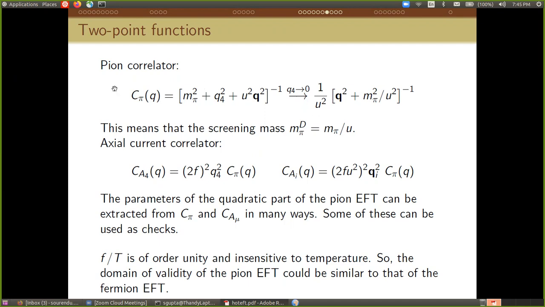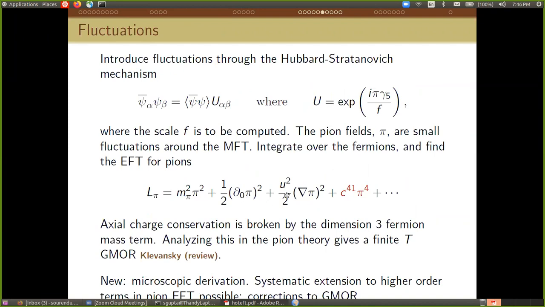The other thing that you can do is, you have a pion correlator, you can also ask for current-current correlation functions. And they have this form. They differ from this thing by just taking this thing and multiplying it by 2f squared q_mu squared. So if you take the A4 component and find the correlation function of the axial current A4, then you get a Q4 squared. If you look at the momentum, then you get a Q_i squared times u squared. Always, every Q_i squared comes with a u squared because of this factor. Is that clear?